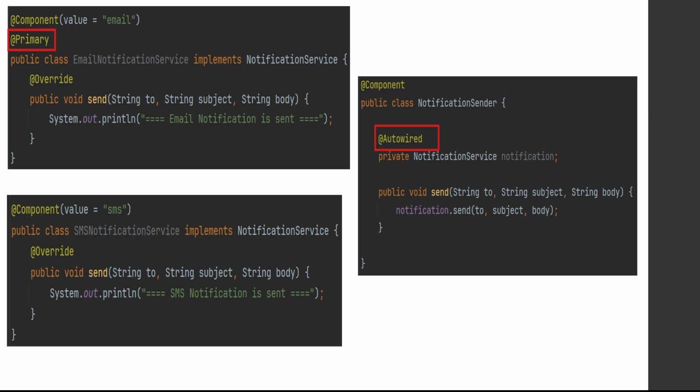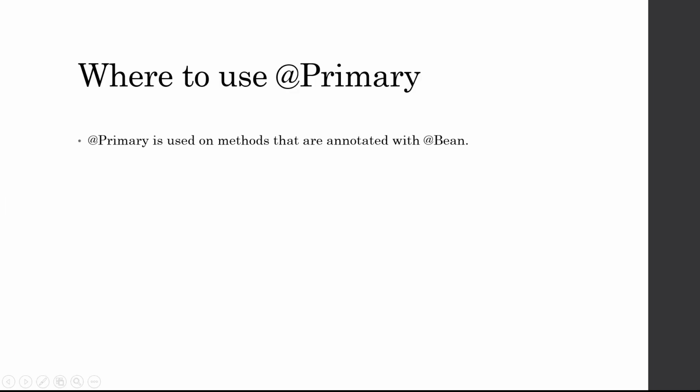When @Primary annotation is applied on a class, then it indicates that the bean should be given preference when multiple beans of the same type are present in the application context. We can use @Primary annotation on the methods which are annotated with @Bean annotation in the configuration classes. And we can also apply the @Primary annotation on the component classes.